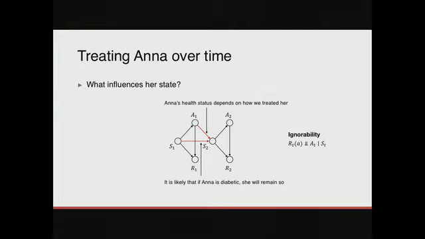Also, if Anna, for example, is diabetic, as we saw in the example that I mentioned, it's likely that she will remain so. So the previous state will influence the future state. These things seem very reasonable, right? But now I'm trying to argue about the sequential ignorability assumption. How can we break that? How can we break ignorability when it comes to the sequential setting?